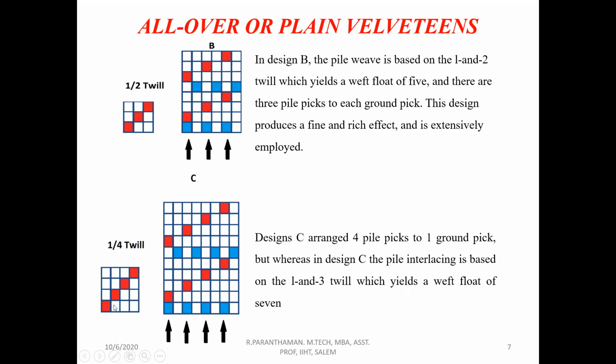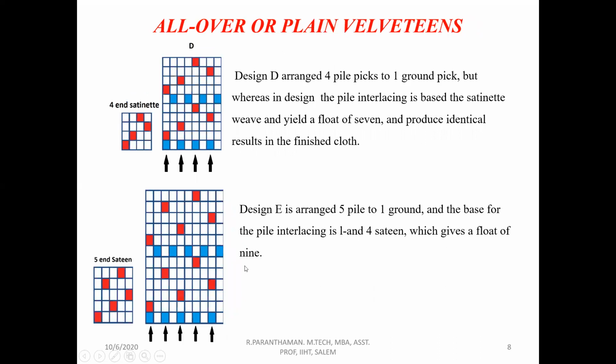So we may use 4 threads as pile threads. So the ratio of pile to ground thread is 4:1, or the ratio of ground to pile thread is 1:4. So here we are getting a weft float of 7. This is all-over velveteen, or plain velveteen.